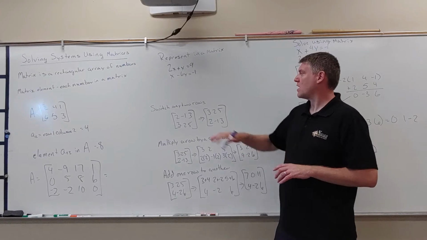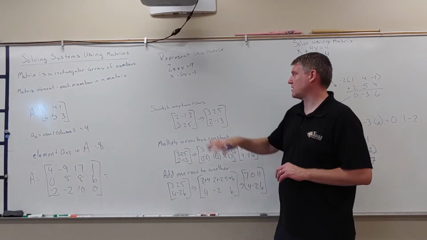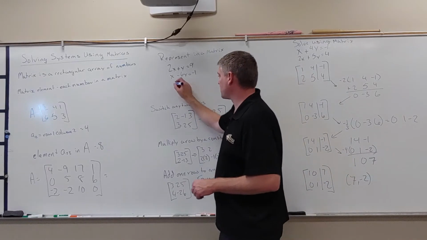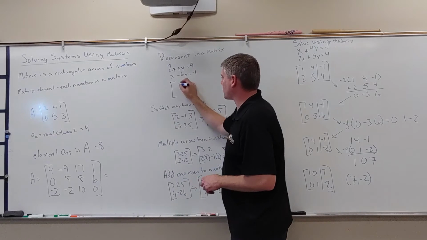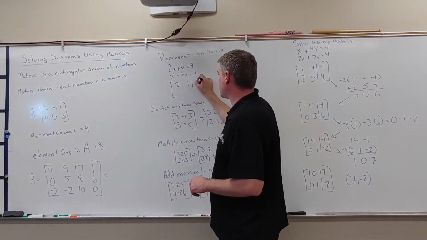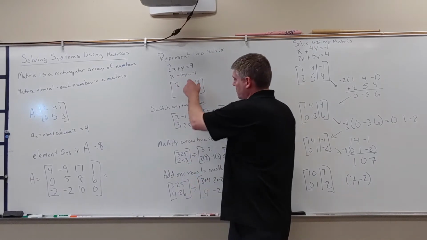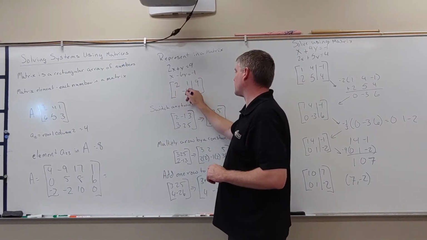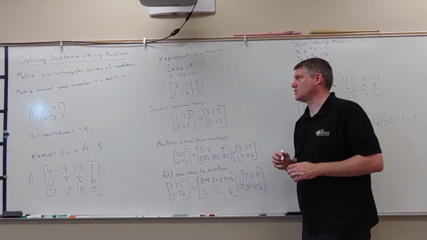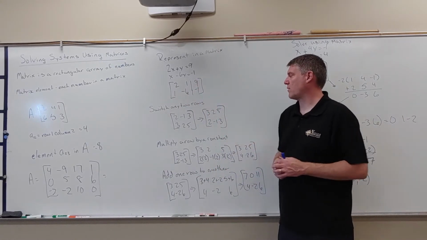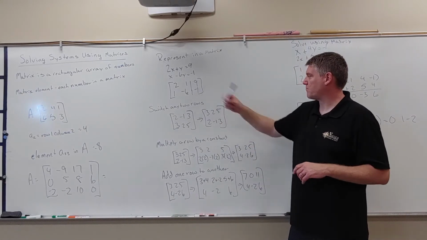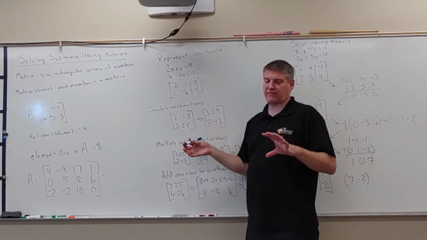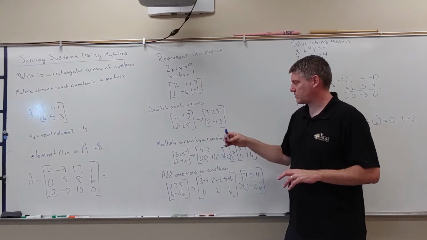So I can take this system of equations and make it into a matrix. And what I'm going to do is just list my coefficients. So 2, 1, 9. I put a vertical bar where the equal sign is. So 1, -6, -1. So this is a representation of the system of equations in matrix form.